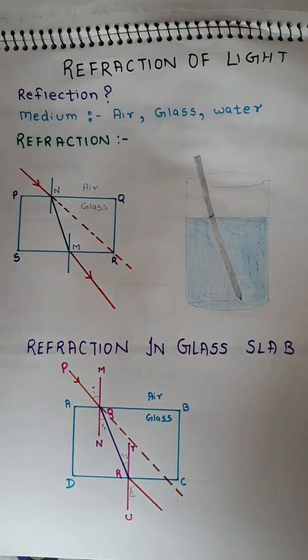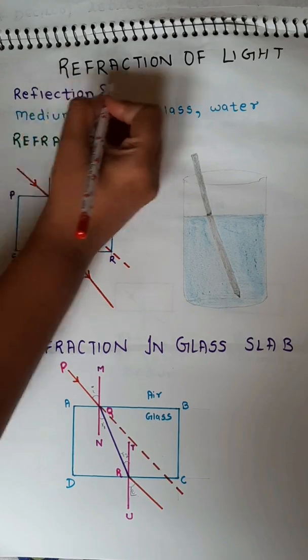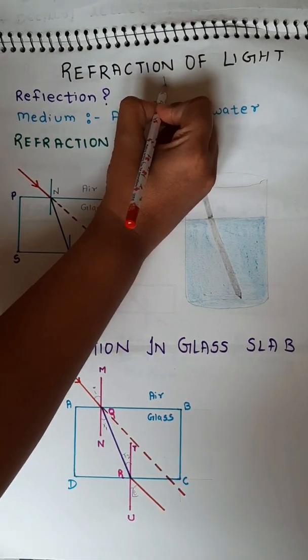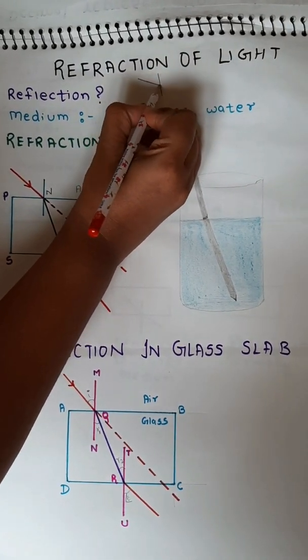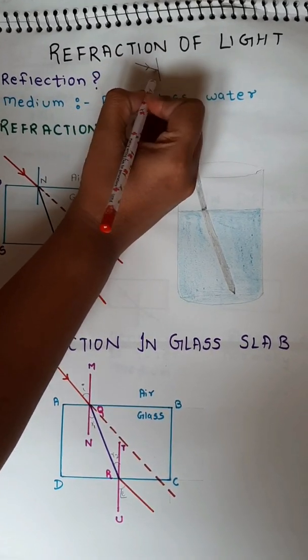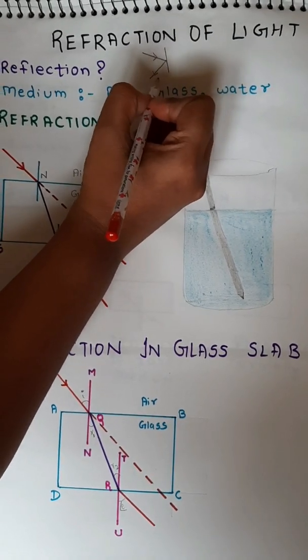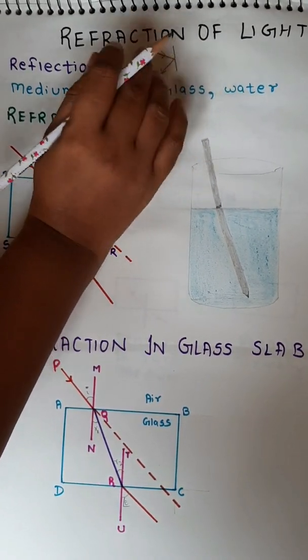Today's topic is refraction of light. First of all, let us see what is reflection. Suppose this is a surface, and a ray of light is coming this way. This is the incident ray, and it hits and throws itself back. Then this is called reflection. It doesn't absorb. This process is called reflection.